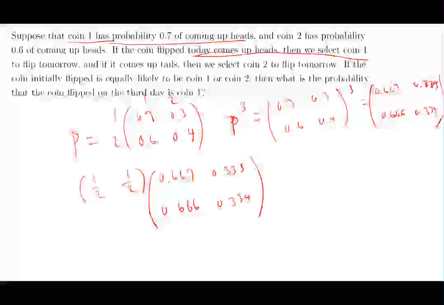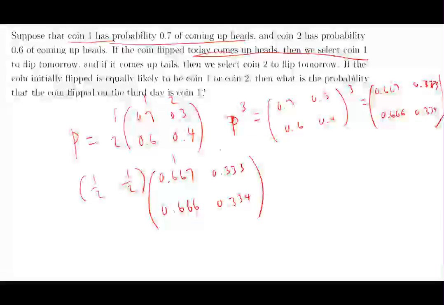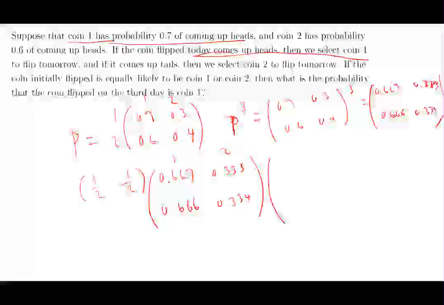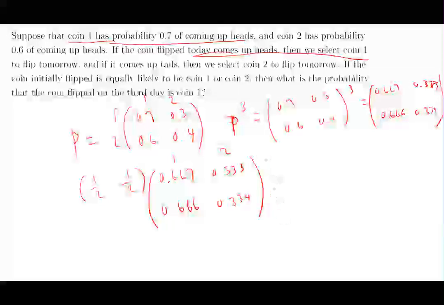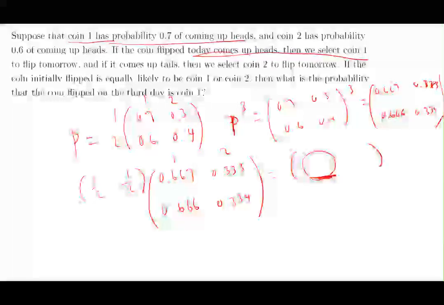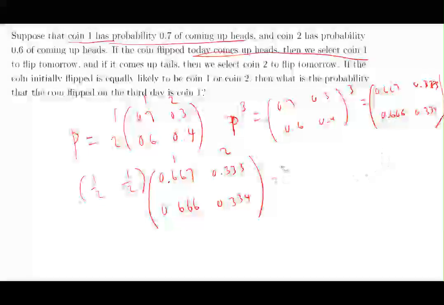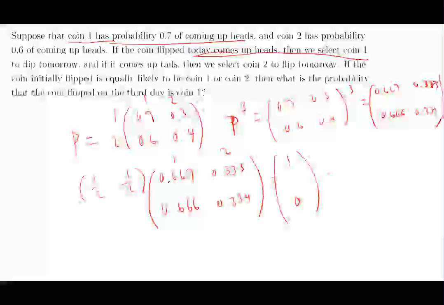So when I multiply these two matrices, I'm going to get a 1 by 2. Remember, the first column is coin 1 and the second is coin 2, so I only need the first value. I can just multiply this whole thing out, get two values, and read this value as my answer. Or I could multiply the whole thing by 1, 0, as if I'm reading that value.